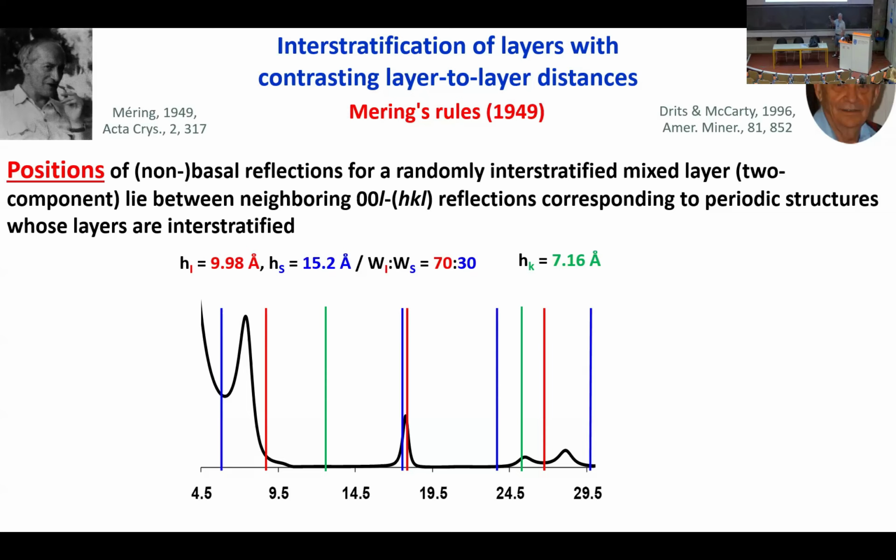Meaning that even from that simple diffraction data, I can assume that I have an interstratified structure. I'm unable to find a unique set of unit cell parameters to match all positions. And most likely, the different layer types that are interstratified are red and blue, and not red and green or blue and green. So not only am I able to say that I have interstratification, but I'm able to say that I have interstratification between this type of layer and this type of layer. Is that clear? Not clear?